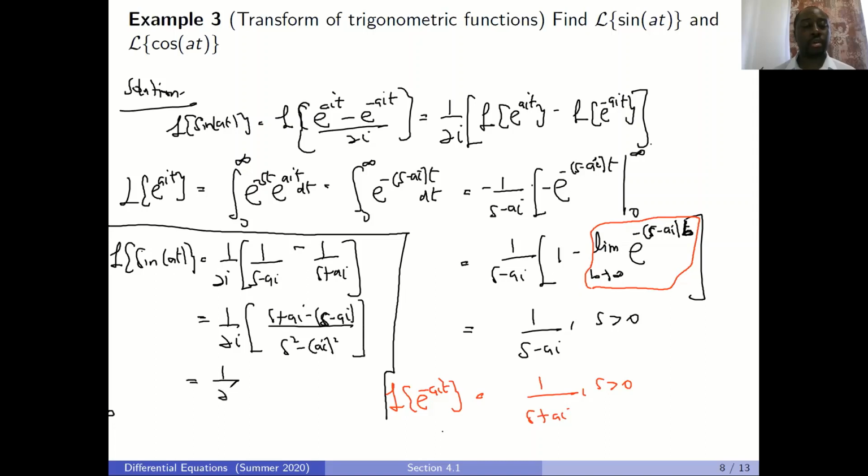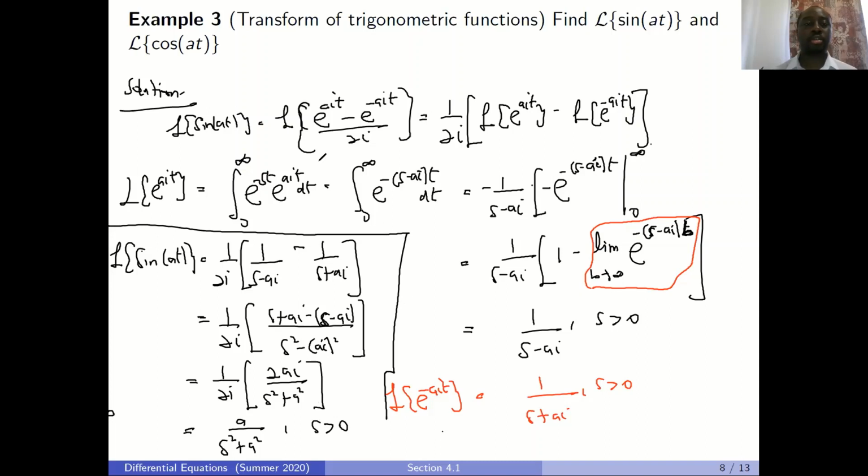So we have 1 over 2i. Up here we're going to have 2ai divided by s squared plus a squared, because i squared is minus 1, right? And so 2i divides out 2i, and so we are left with a over s squared plus a squared, right? So this is true as long as s is positive. All right, so that is the Laplace transform of the sine of at.